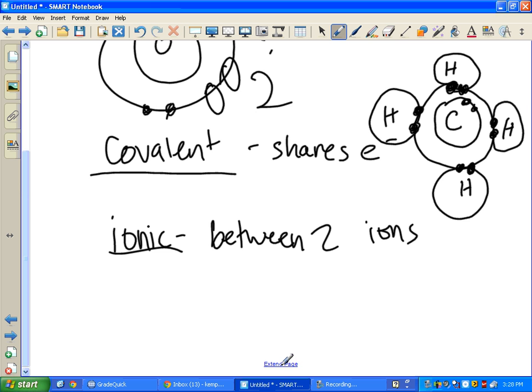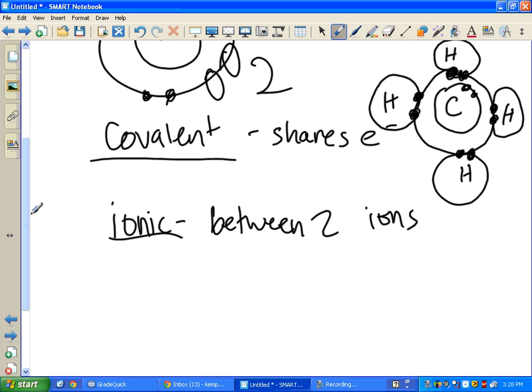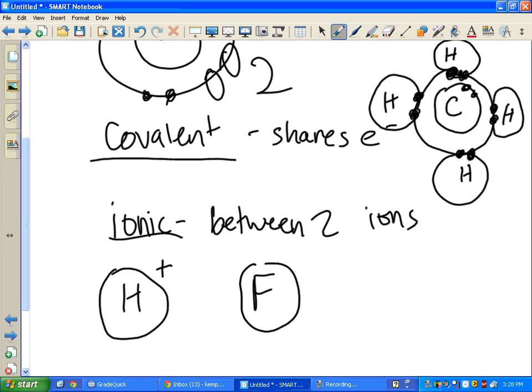An ionic bond means that you have 2 ions. So you have hydrogen, which normally has 1 electron, but what happens a lot, because it's by himself, he doesn't have a partner, is this electron leaves. So you have hydrogen, which is now down 1 electron, which means it has a positive charge. And then say we did fluorine, which is just like chlorine.